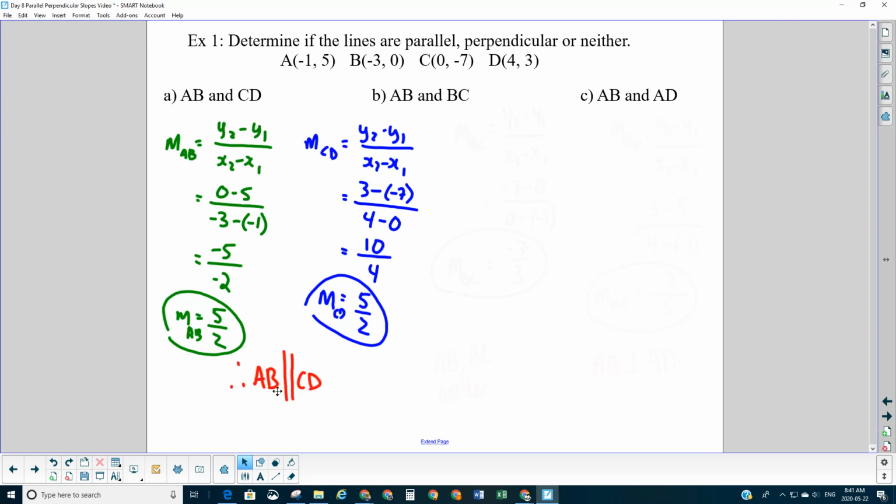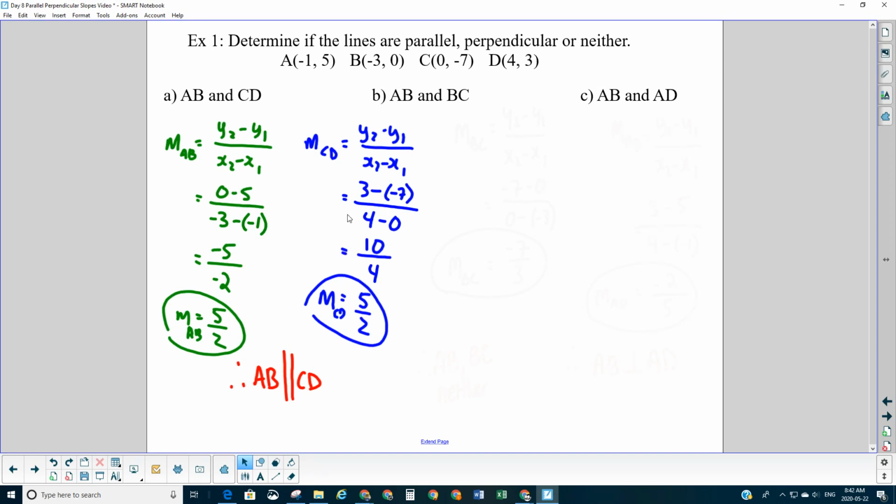And we'll write this symbol, AB is parallel to CD. So you can see how this is such a valuable question. And in fact, this is one of my favorite questions to ask because it asks you to practice all your slope formulas and use the characteristics of them to determine parallel and perpendicular, or neither. All right, so a great activity for you to practice today.